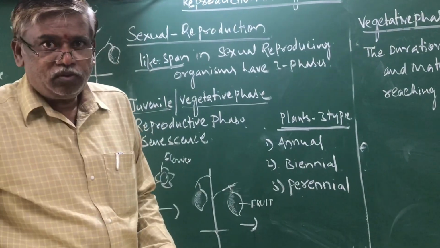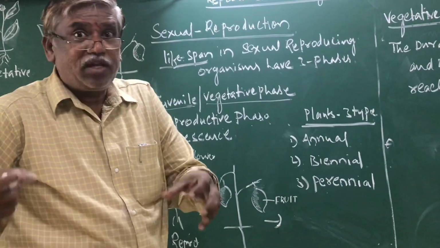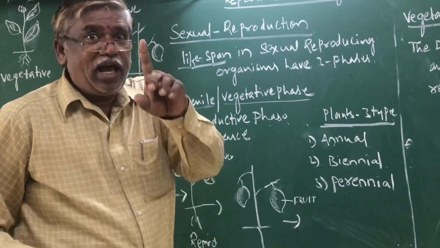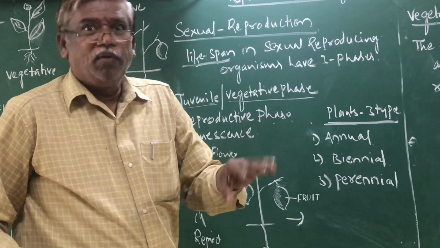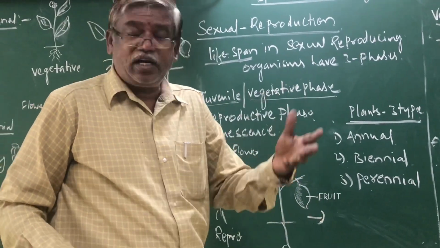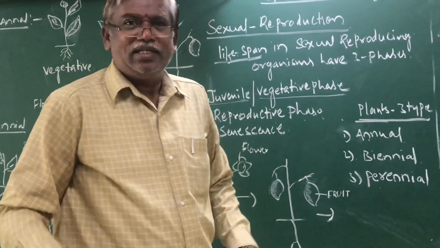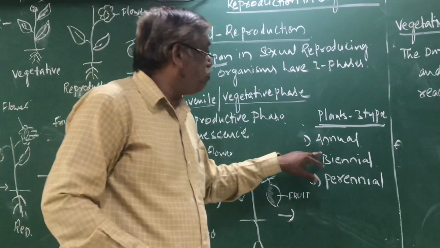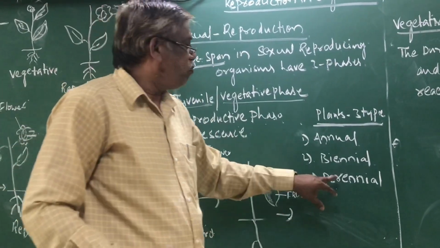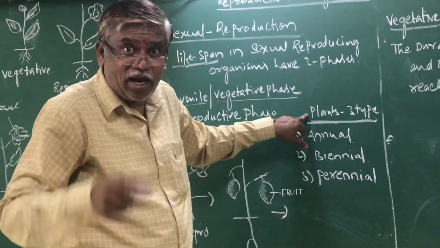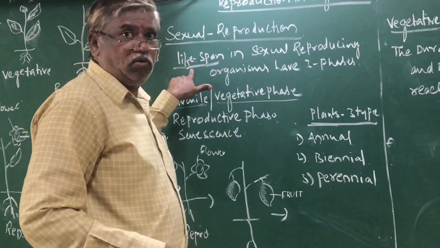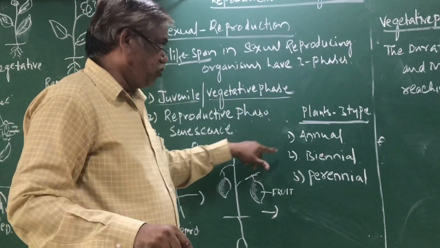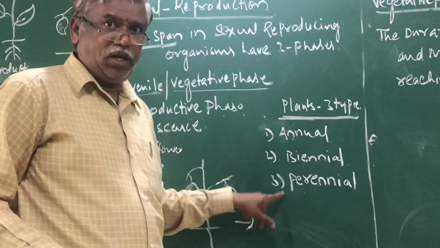Suppose in our surrounding, the farmer cultivates many plants, maize, groundnut. Their lifespan is less than 1 year. Maybe 6 months or 7 months or 8 months, but it is less than 1 year. Such a group of plants is called annual. If the lifespan is 2 years, it is called biennial. More than 2 years, perennial. This is the classification of flowering plants based on lifespan. Once again, based on lifespan, the angiospermic plants are classified into three types: annual, biennial, perennial.